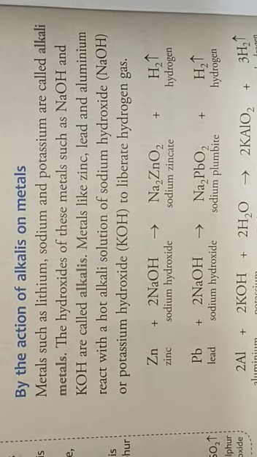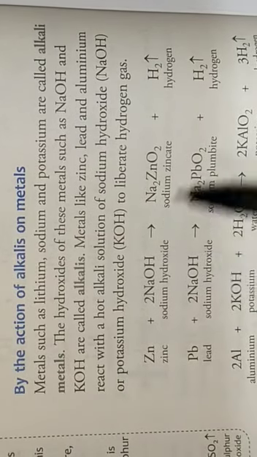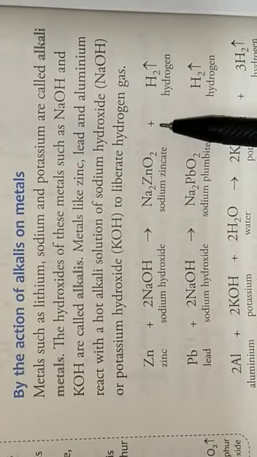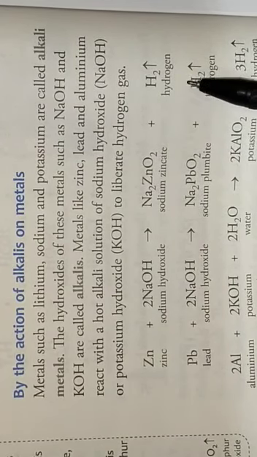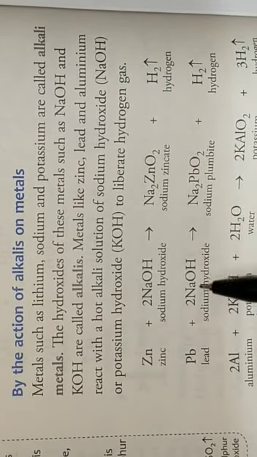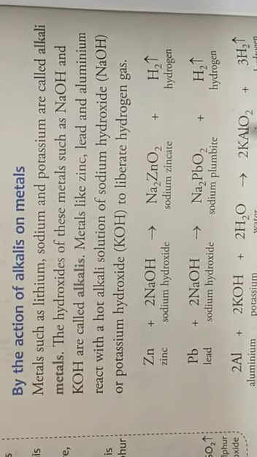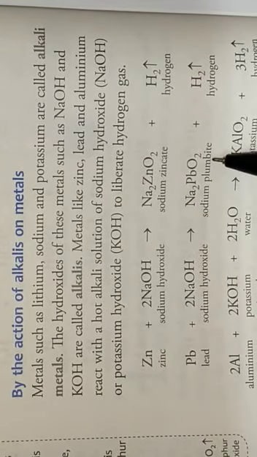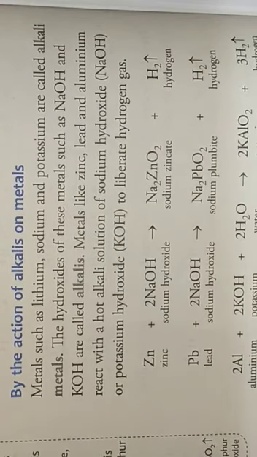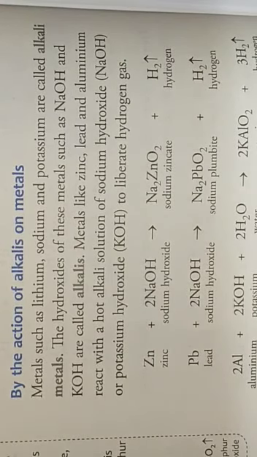Metals such as zinc react with this alkali, thereby forming sodium zincate and hydrogen gas. In the same way, here you can see lead reacts with sodium hydroxide, thereby forming sodium plumbite and hydrogen gas. So I hope this is very clear to you, the preparation of hydrogen gas.